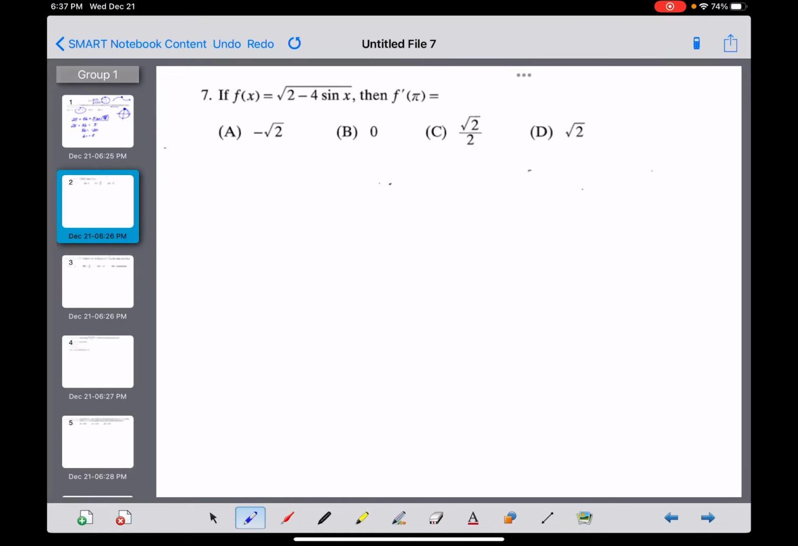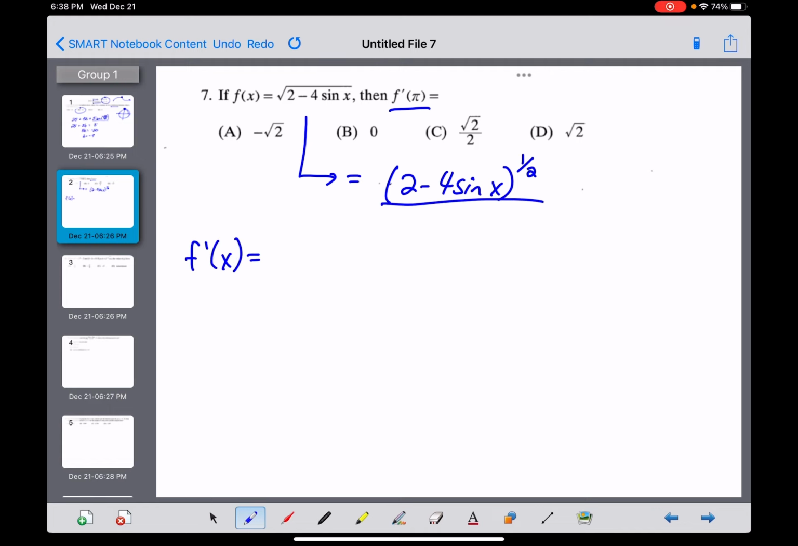Okay, in number 7, they've given us a function here, the square root of 2 minus 4 sine of x. They want us to find f prime of pi. So the first thing I think we're going to do is rewrite the original function f as 2 minus 4 sine of x, and we're going to take all that to the 1/2 power. So we can't find f prime of pi until we find f prime of x first.